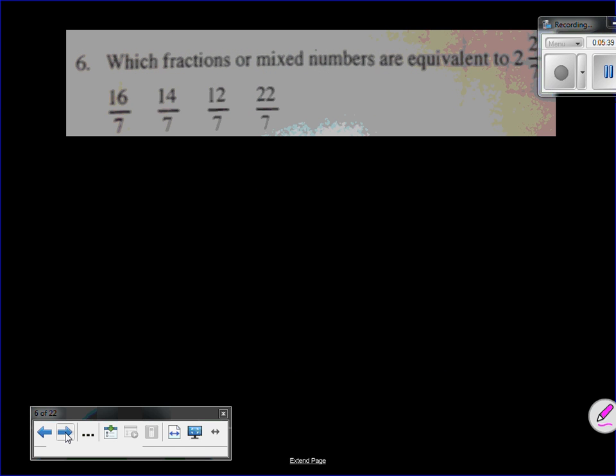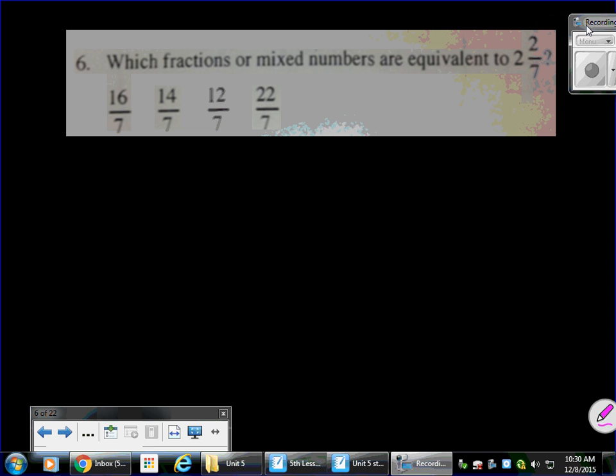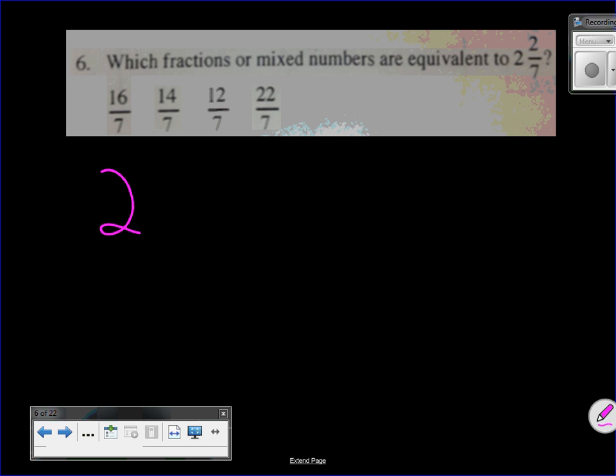We'll keep going here. Which fractions or mixed numbers are equivalent to 2 and 2/7? Well, they have all these as improper fractions, so we're just going to change 2 and 2/7 into an improper fraction. 7 times 2 is 14, plus 2 is 16 over 7. I only have one that works.